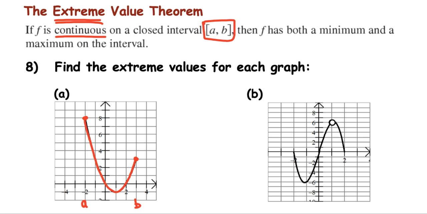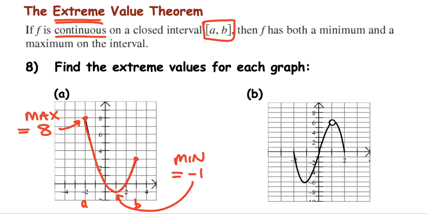What are they? Well, remember, max and min values are the y-coordinates, not the x's. So there's a maximum of 8 that happens at point -2, 8. And there's a minimum value, and the min is -1, and that happens right here at +1, -1. Okay, so that's the extreme value theorem in use. Notice that the maxes and mins can either happen at endpoints or at critical points when the derivative is 0.